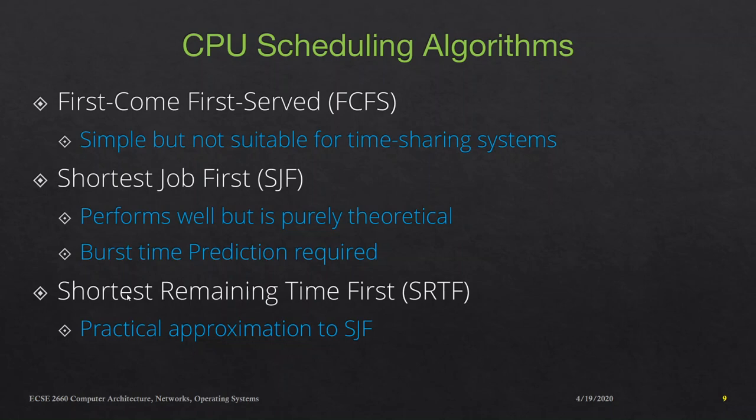The last algorithm here is shortest remaining time first, which is a practical approximation to shortest job first, because shortest remaining time first doesn't need to predict burst time. It relies on how much time remains in a particular process execution. So we'll take a look at all three of them with examples.